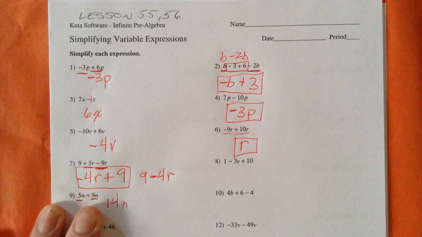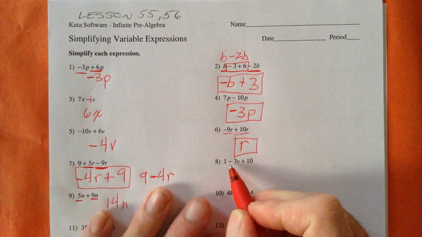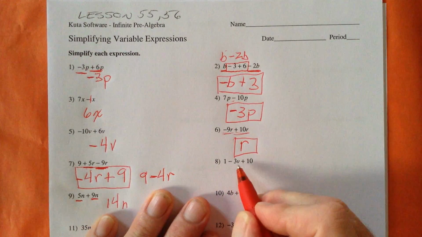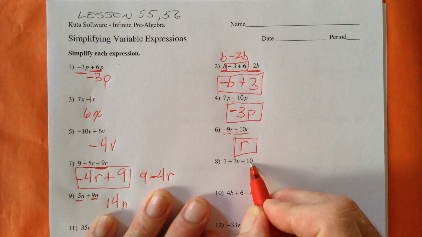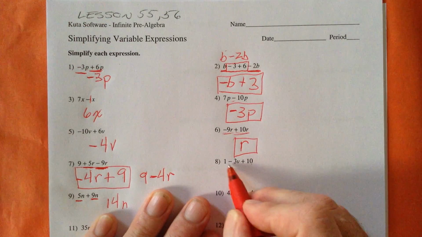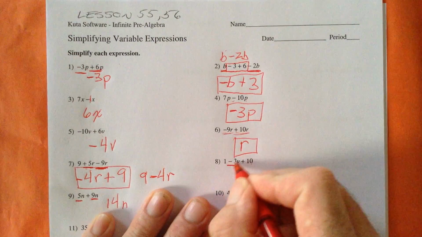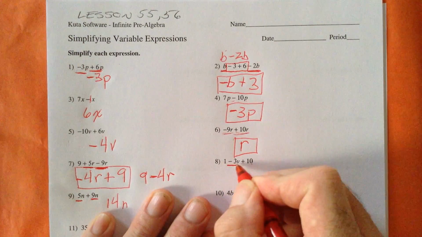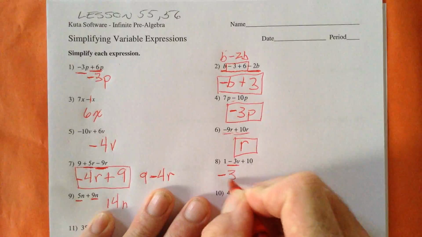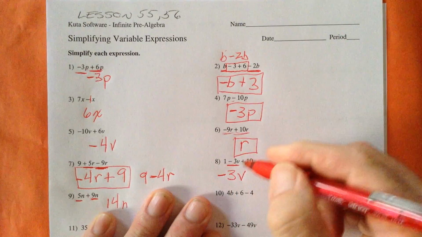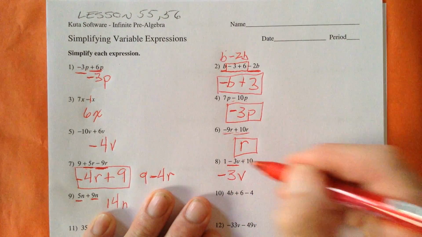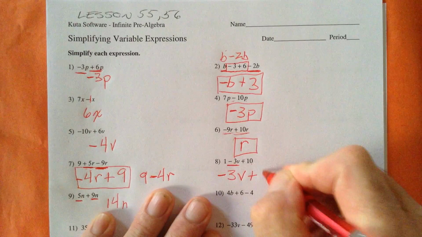They're the same thing. Here, like terms, I got 1 minus 3v plus 10. Well, the negative 3v here, remember, the sign in front goes with it. So that's the only one I can't combine with anything. And then I got 1 plus 10. That would be 11, so it'll be plus 11.